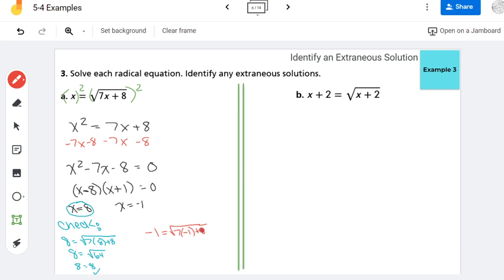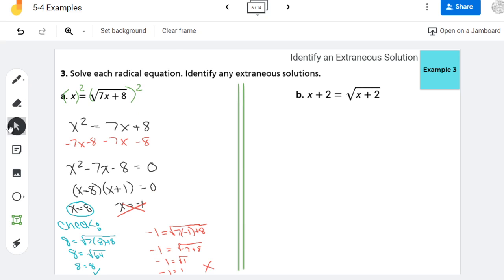Now I could tell you right now, just from looking at this very first step, that it doesn't work, because you can't take a square root and get a negative number. That's a no-no. But I'm going to pretend like I don't know that and just keep trucking. So 7 times negative 1 is negative 7. Negative 7 plus 8 is 1, and the square root of 1 is 1. And you can see there, negative 1 does not equal 1, so this is extraneous. So there's our extra solution that was introduced by squaring both sides here. Kind of cool.